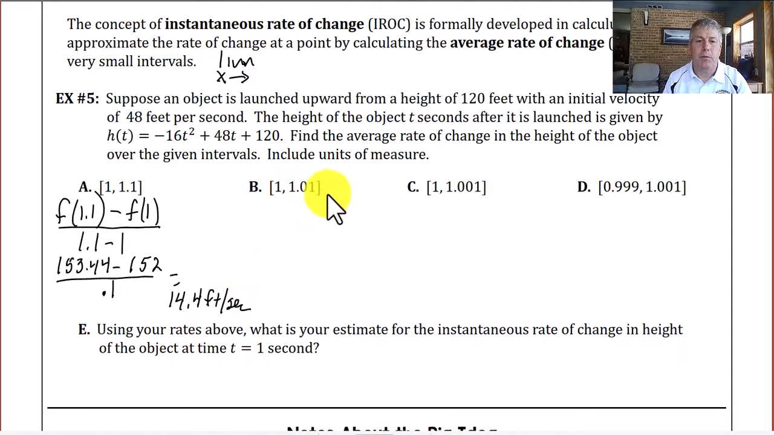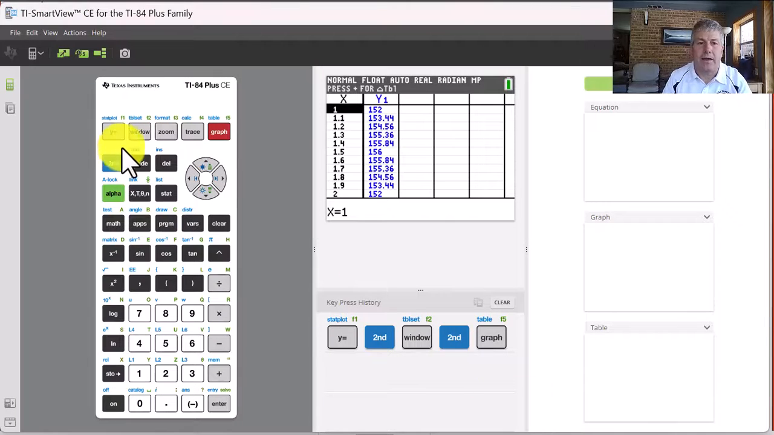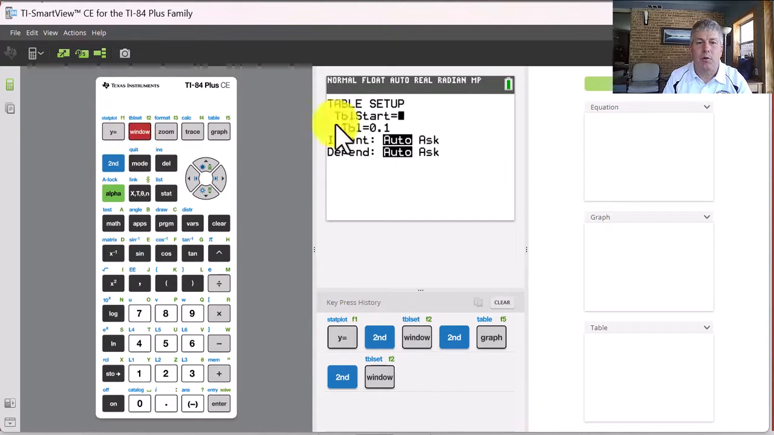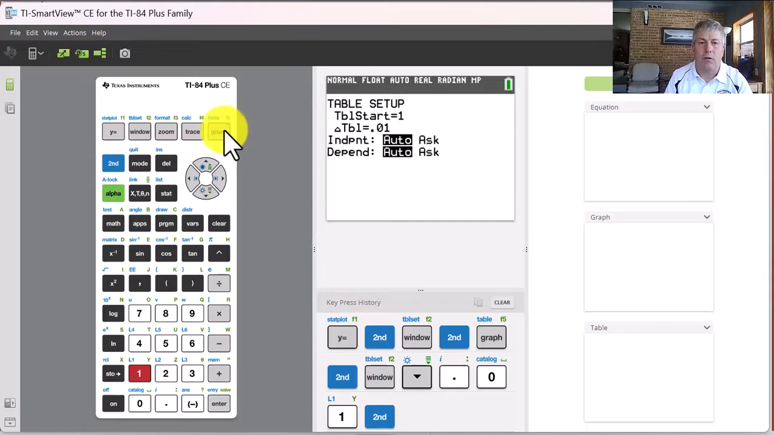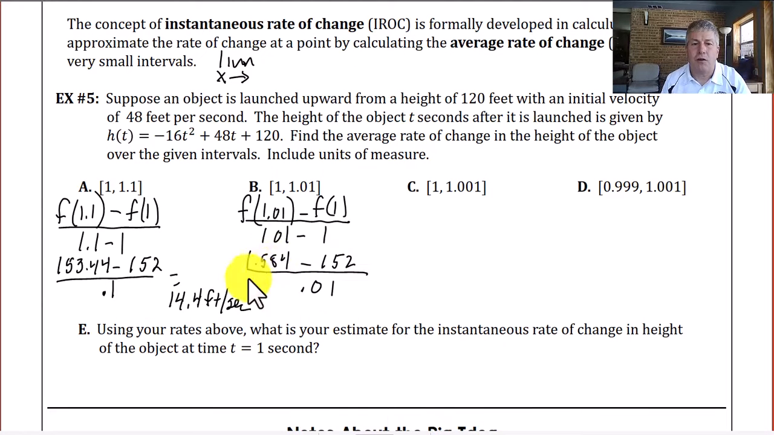And then I simply repeat the process for problems or samples B, C, and D. So in this second problem, I need 1.01 in my table. So I can go back to my calculator, and I'll just change the table set. Instead of counting by 1/10, I'm going to count by 1/100th. And go to second table. And then it gives me 152.16 for my value for f of 1.01. For demonstration purposes, I needed some more significant digits instead of the 0.16, so I went 1.584, and that comes out to 15.84 feet per second.